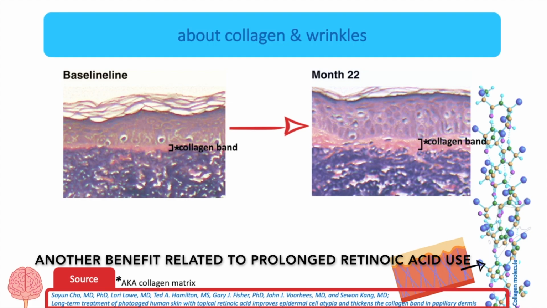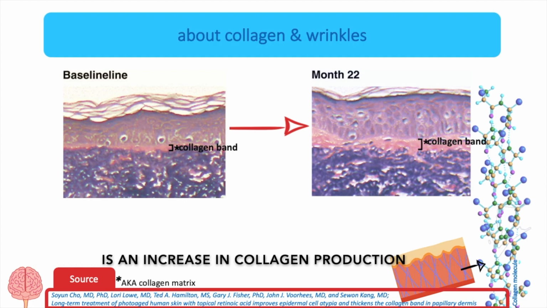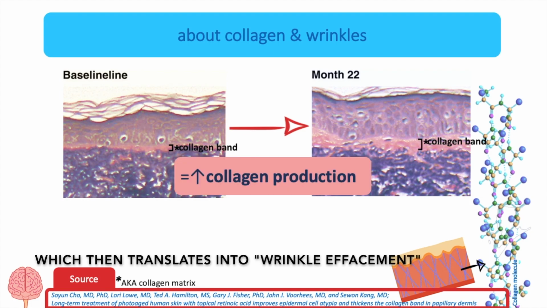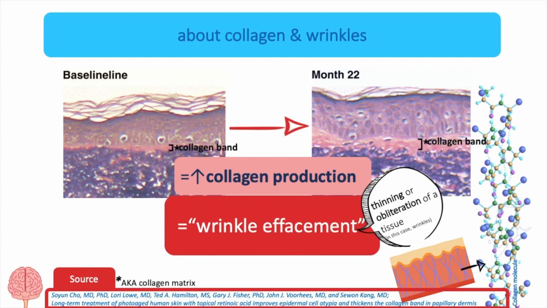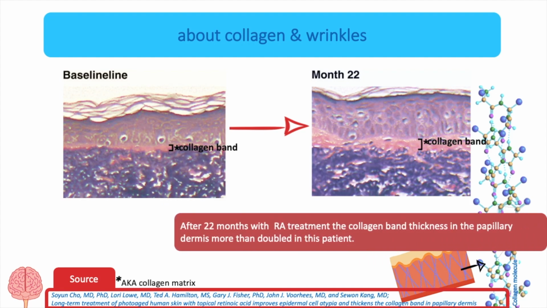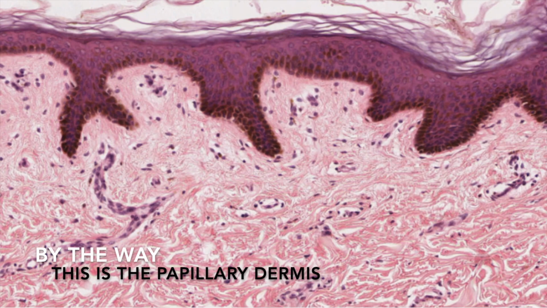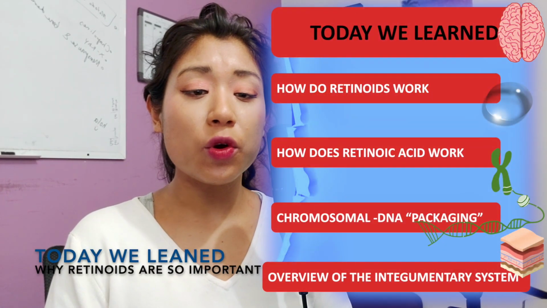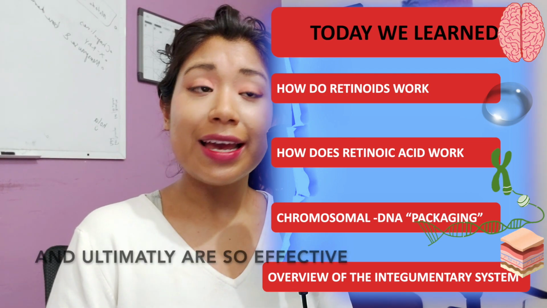Another benefit related to prolonged retinoic acid use is an increase in collagen production, which then translates into wrinkle effacement. So, as we can observe, after prolonged retinoic acid treatment, the collagen band thickness in the papillary dermis more than doubled in this patient after 22 months. By the way, this is a papillary dermis. And we finally finished. So, today we learned why retinoids are so important in today's modern skincare and ultimately are so effective.